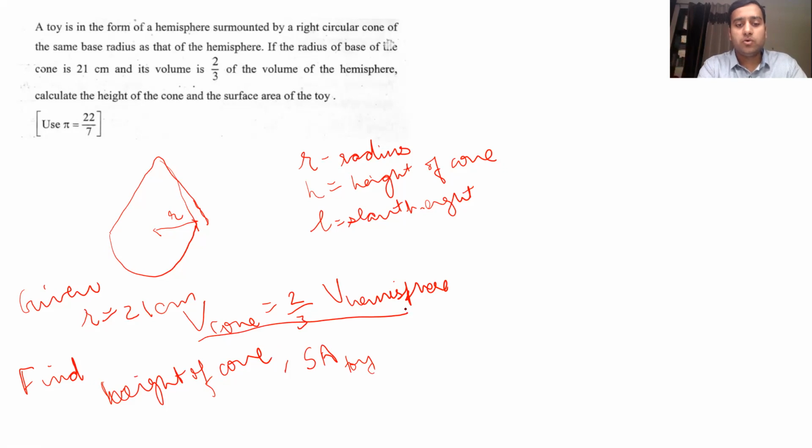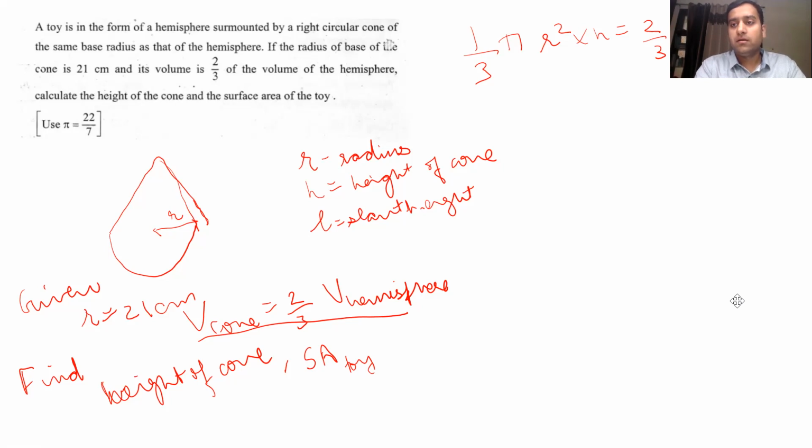So it is saying volume of the cone is 2/3 volume of hemisphere. What is the volume of the cone? Volume of cone is 1/3 pi r square h. So it is 1/3 pi r square, r is 21 by the way, times h. And it is given that this is equal to 2/3 of the volume of the hemisphere. Volume of the hemisphere is 2/3 pi r cube.